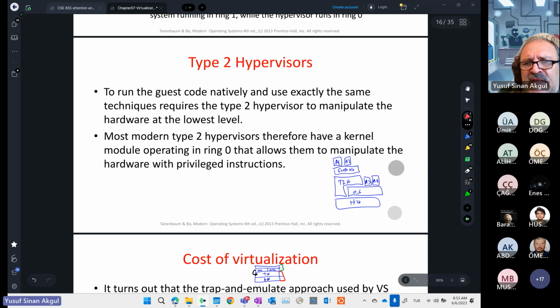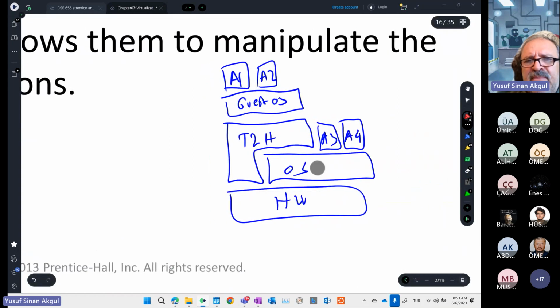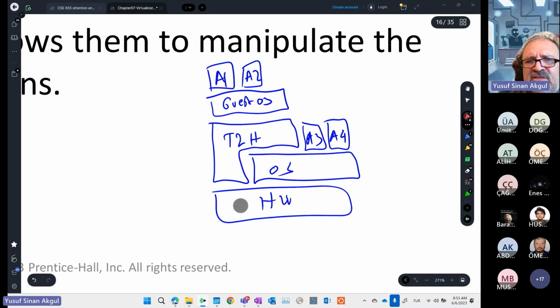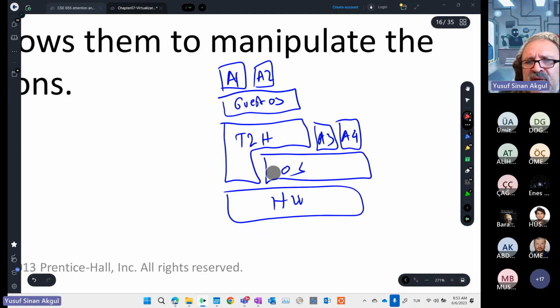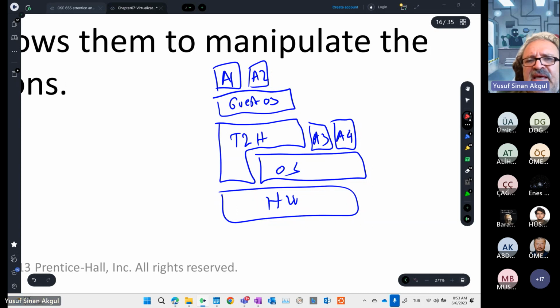That's why Type 2 hypervisors are kind of like this. Hardware, there is an operating system. Type 2 hypervisor actually needs to access privileged part of the hardware directly. That's why you leave a hole in the operating system layer so that Type 2 hypervisor can access the hardware.